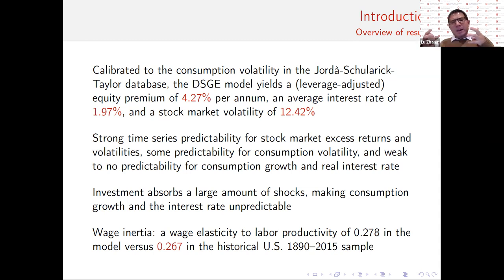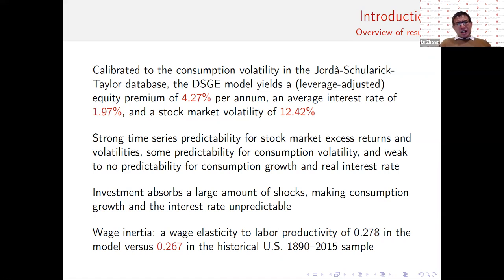So we calibrate the model to consumption volatility in the Jordà, Schularick, and Taylor macro history database. The DSGE model implies a leverage-adjusted equity premium of 4.27% per annum, right in the ballpark, an average risk-free rate of 1.97%, and importantly, relatively high stock market volatility of 12.4%. Compared to prior attempts at DSGE production economies, this stock market volatility is actually 2 to 3 times higher.